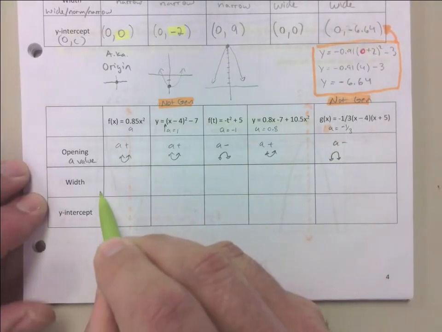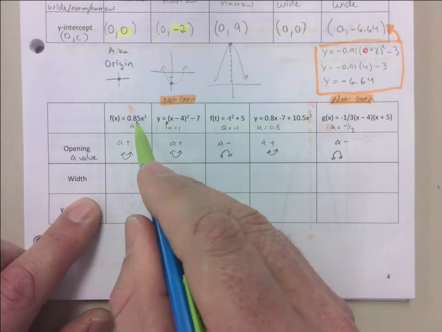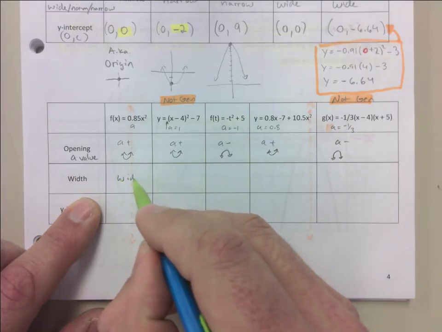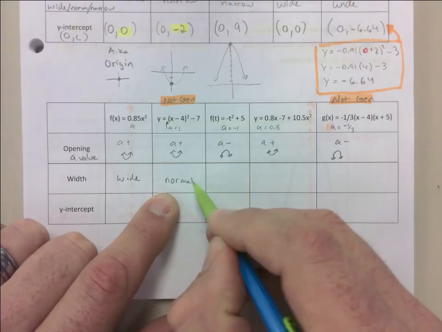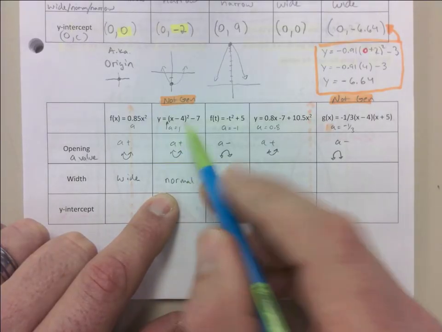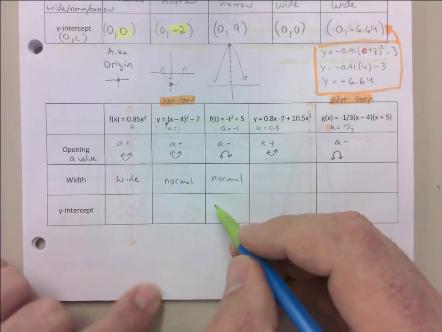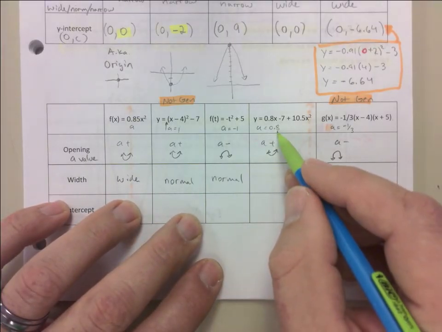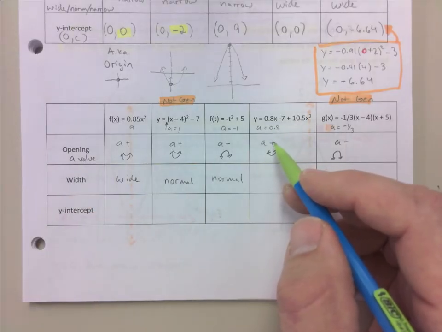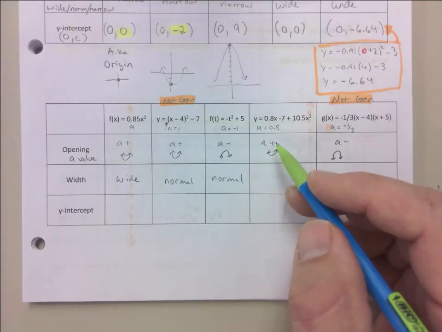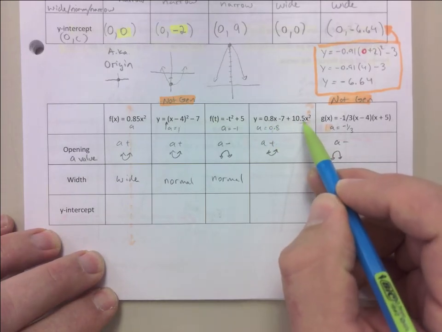Okay. Next, the width. This one would be what? Wide, narrow, wide. Yes. This one we call normal. If A is equal to 1, it's normal. Okay. This one is also normal. This one is wide. Ooh, I got A wrong on this one. Did you not catch it? Maybe I did it on purpose. You'll never know. Is this right? A is in front of x squared. So A is 10.5.